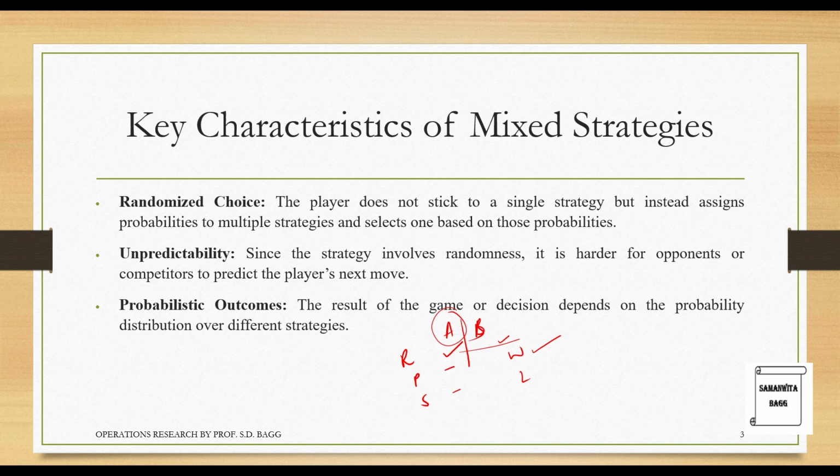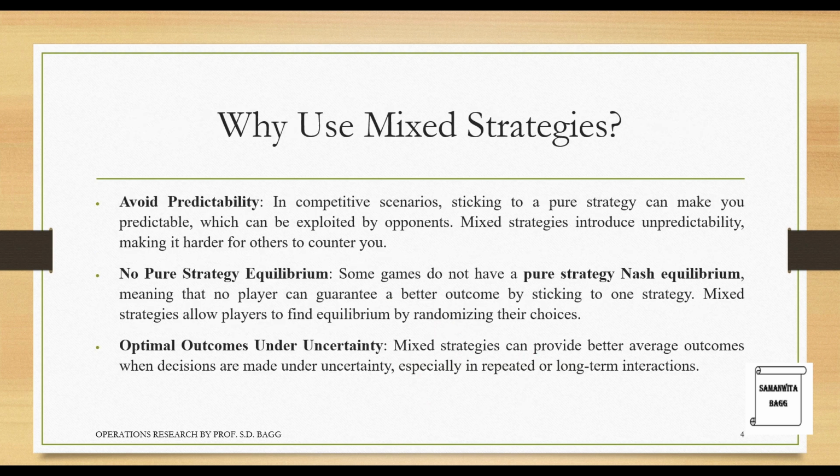Unpredictability. Since the game involves randomness, it is harder for opponents or competitors to predict the player's next move. So suppose A has also gone for a mixed strategy, there is a complete probability that A can choose say paper and B chooses say rock and B directly loses the game. Probabilistic outcomes. The result of the game or decision depends on the probability distribution over different strategies. So there is a complete probability who will choose what and try to win the game.